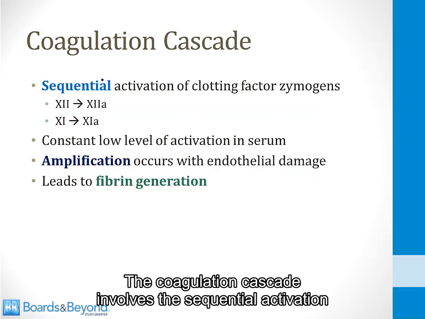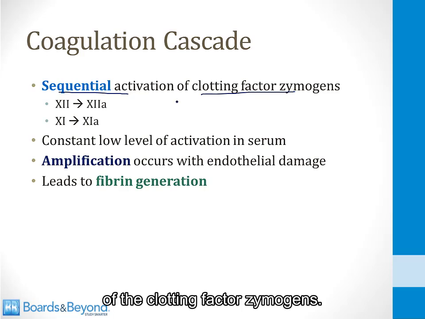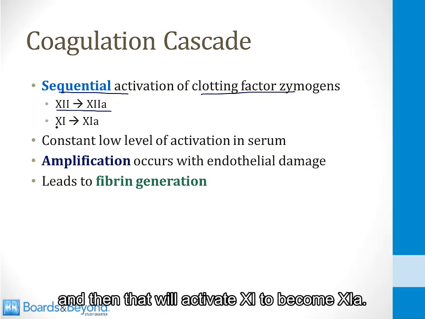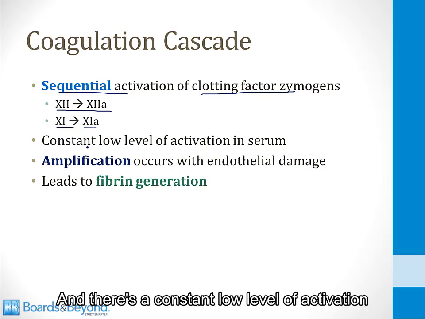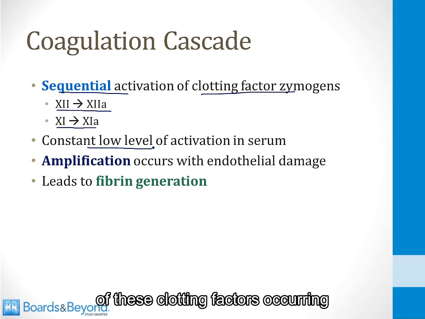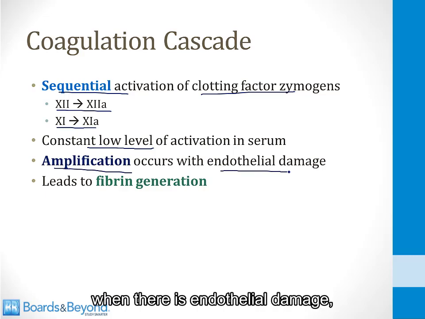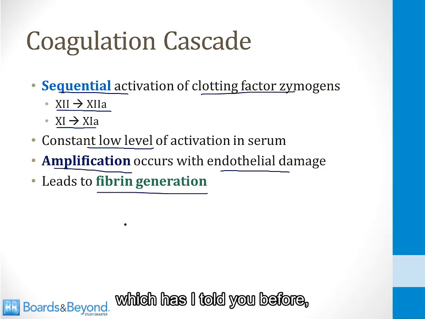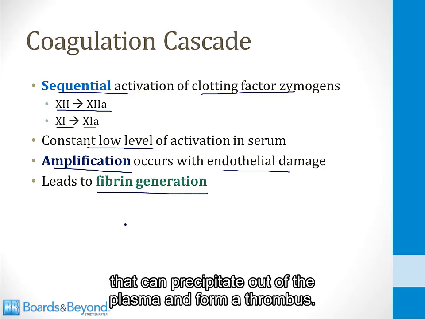The coagulation cascade involves the sequential activation of the clotting factor zymogens. For example, 12 will become 12A, and then that will activate 11 to become 11A, and there's a constant low level of activation of these clotting factors occurring all the time in your plasma. However, the process will amplify when there is endothelial damage, and this will lead to the generation of fibrin, which, as I told you before, is that insoluble protein that can precipitate out of the plasma and form a thrombus.